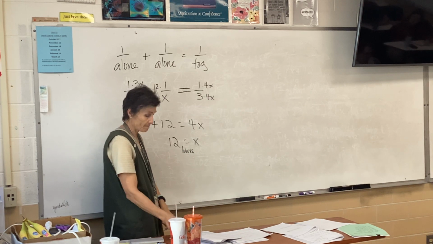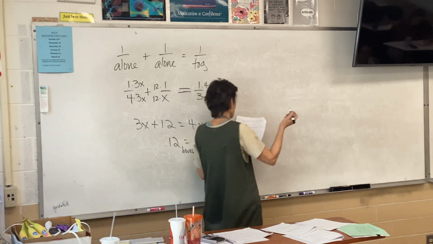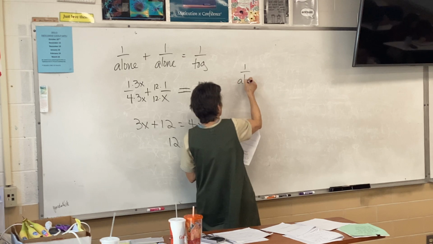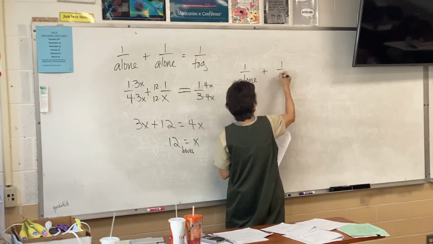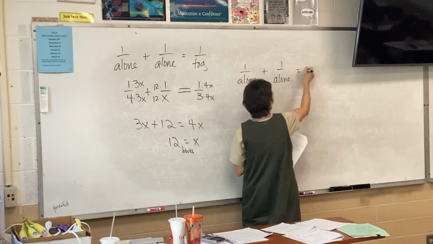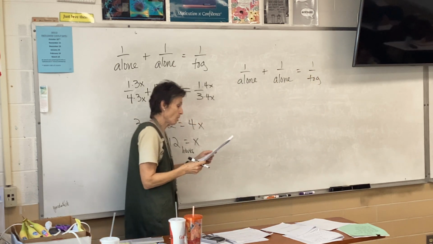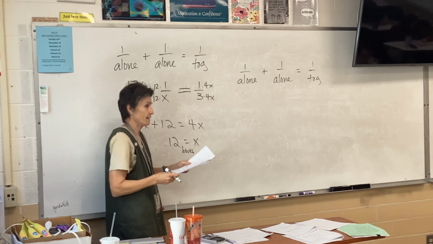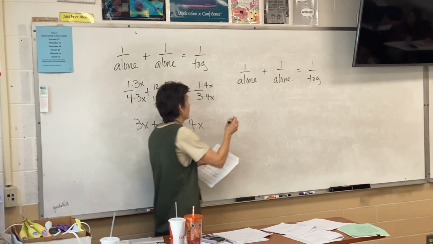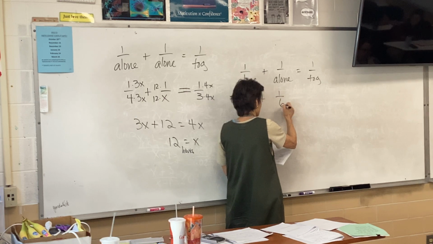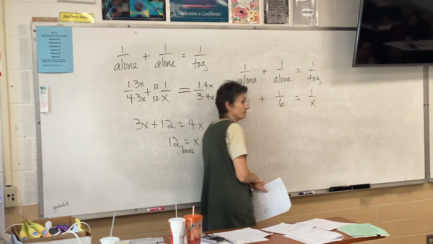All right, do you feel like maybe you can set up number 4? It's the same thing. You have Brent and Matt doing something. So 1 over alone plus 1 over alone equals 1 over together. So what's the setup for problem 4 going to be? 1 over 8 plus 1 over 6 is 1 over x.